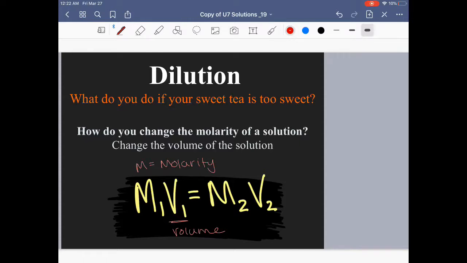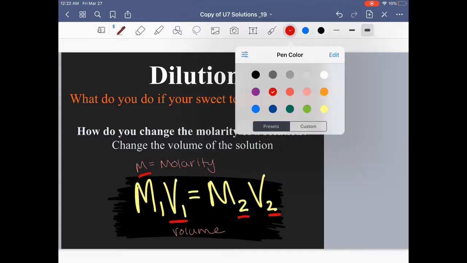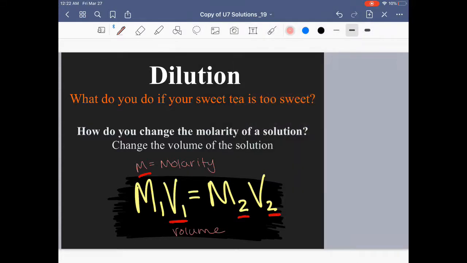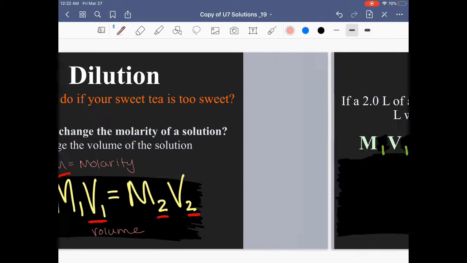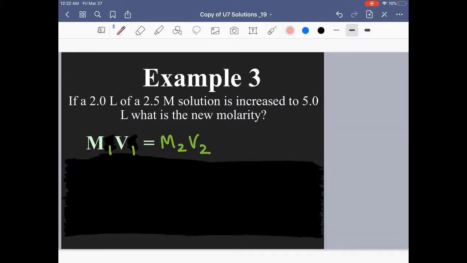So how you're going to do that, we're going to compare our starting molarity. So capital M stands for molarity and the V stands for volume, right? So we're going to compare your starting molarity and your starting volume with your final molarity and volume. Remember, V1 stands for initial and V2 stands for final. So let's look at example 3 here, which is the first example of your dilutions.